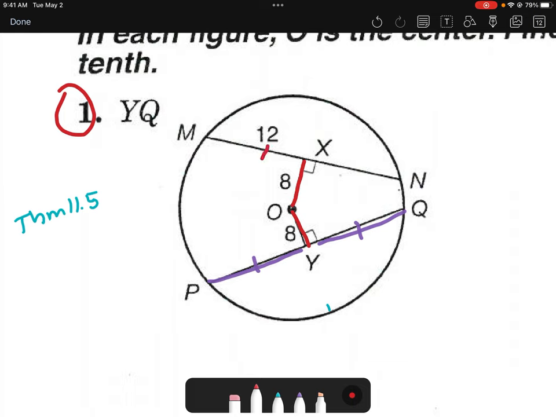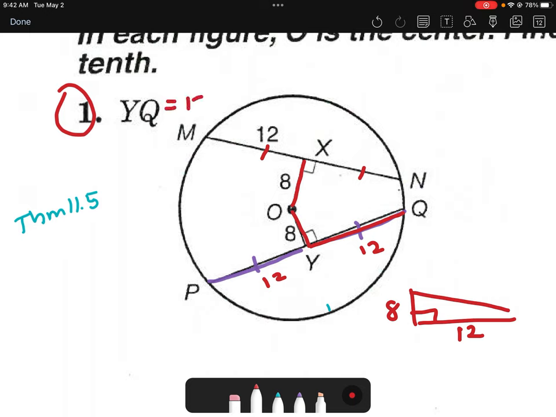Now, are they saying that this is 12 and this is 12, or are they saying the whole thing is 12? I don't know. Kind of confusing. Let's go with those being 12. That makes a right triangle where that's 12 and that's 8, and you want to find the distance from Y to Q. We'll just say it's 12. That's your Y to Q right there, 12. Now, if they're telling you that this entire length is 12, then this guy would have been 6.